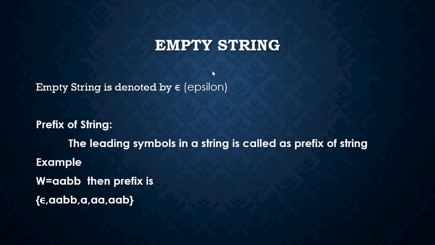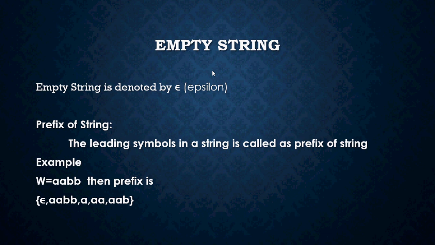Now, an empty string is denoted by epsilon. So when we mark a notation with epsilon, that means it is denoting an empty string. The next is the prefix of the string. All the leading symbols in a string are called the prefix of the string. In this case, we have W equal to AABB, and we can have epsilon as a prefix, A, AA, AAB, AABB.